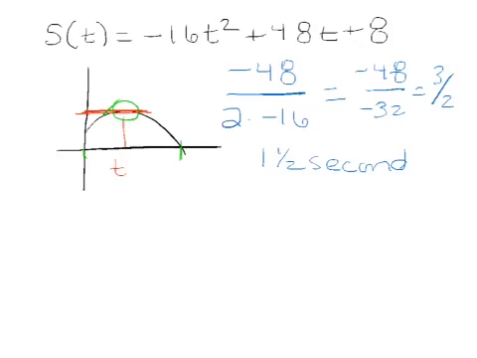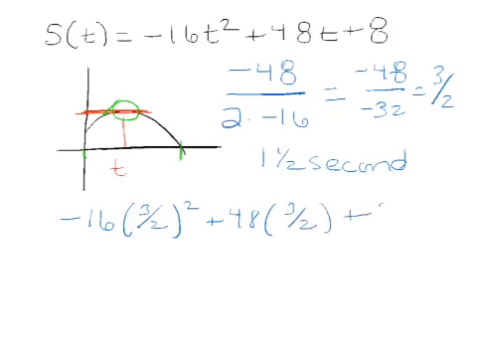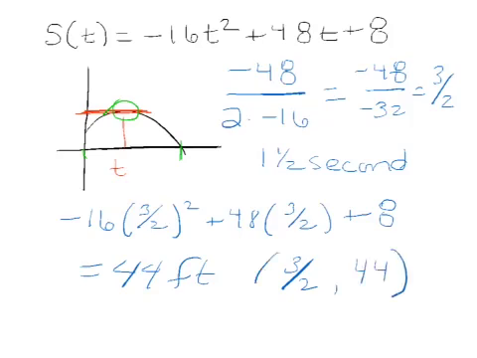So at 1.5 seconds, what is the height? Well, you plug 3/2 into the original equation. And we get as an answer 44 feet. So in 3/2 of a second, we get 44 feet. So our vertex gives us our maximum.